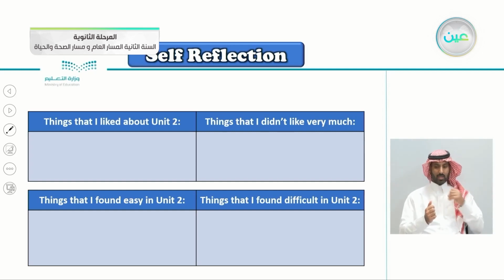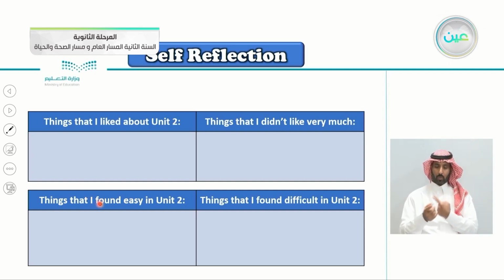Things that I didn't like very much. Maybe the grammar lessons were pretty hard. The form, meaning, and function, maybe it was hard for you, and so on. Things that I found easy in Unit 2. Things that I found difficult in Unit 2. So this is a really important chart here. What did you find easy in Unit 2? Which lessons did you find easy? And which lessons did you find hard? This is the most important chart here. Things that you find difficult in Unit 2, because you can write them here and you can go and revise them and ask some of your colleagues or maybe your teacher to help you with them.